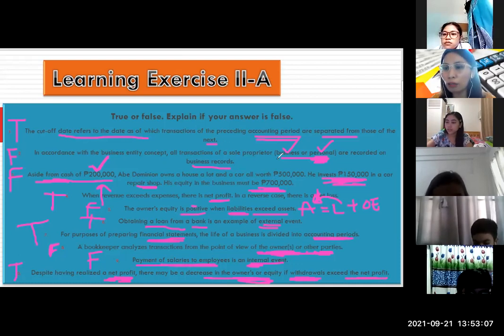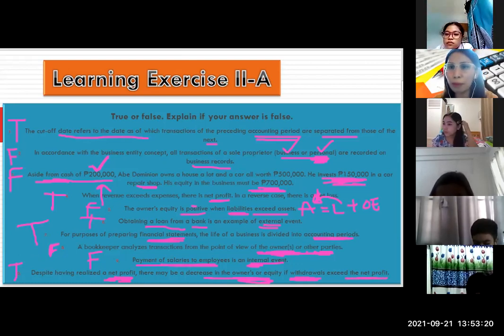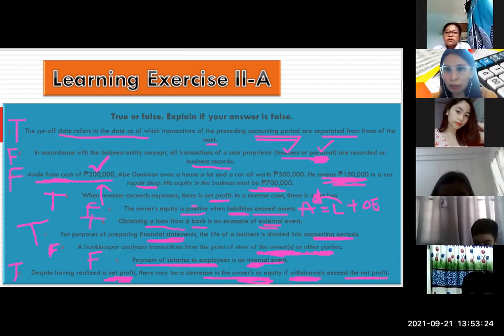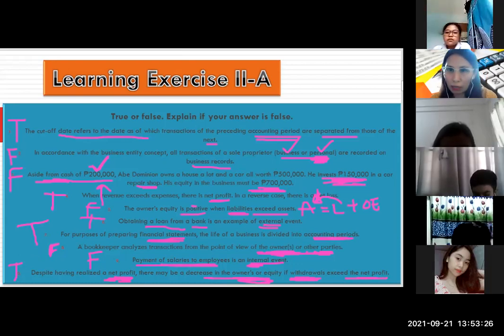Sige po, paki-count ang number of correct answers and then paki-send. Ay, dito na lang sa chat box para hindi na tayo mag-double pa. Wait lang po.